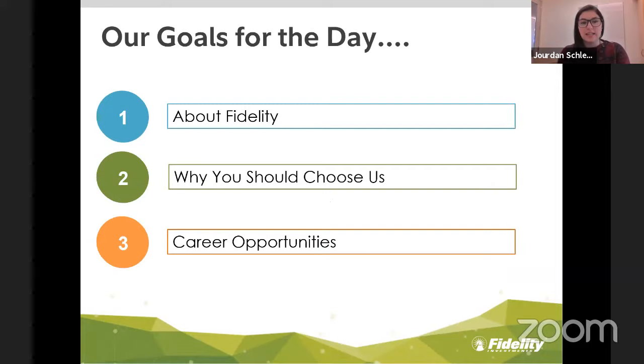During today's presentation, we have a few things we'd like to touch base on. Today, I'll be talking through our About Fidelity slides just to give you an idea of who we are, what we do, and what you could potentially be joining if you were to look at opportunities with us. We'll also be covering why you should consider Fidelity and, again, career opportunities with us.